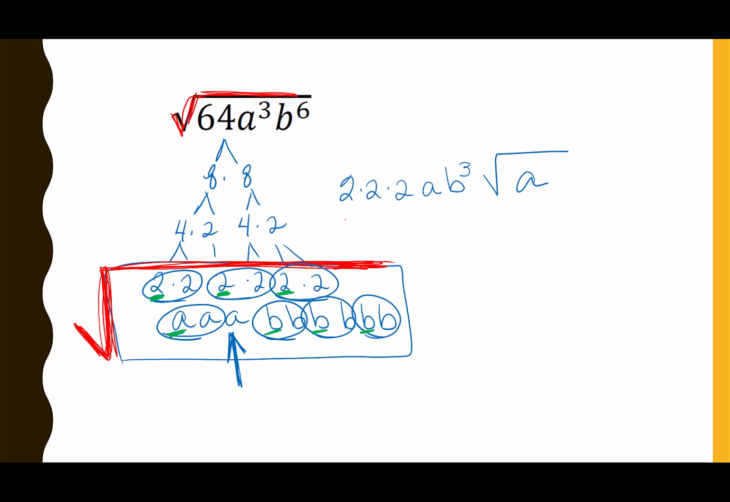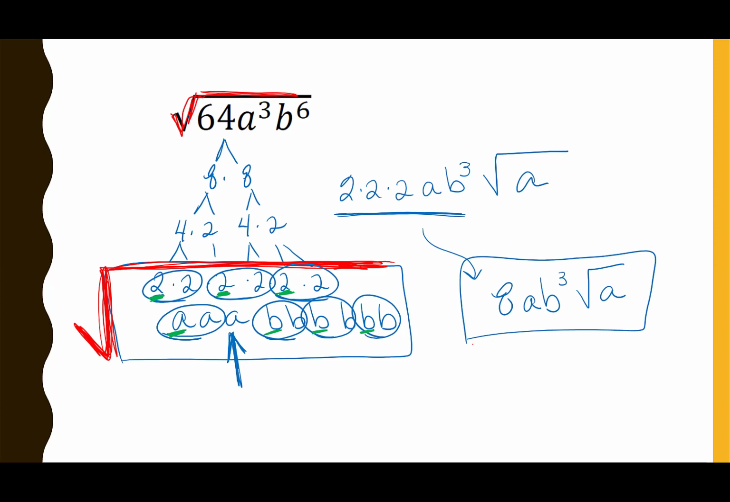The last step that I want you to take is to multiply this outside together. 2 times 2 times 2 is 8, and then your variables are going to stay the same, A B cubed times the square root of A, and that's your final answer.